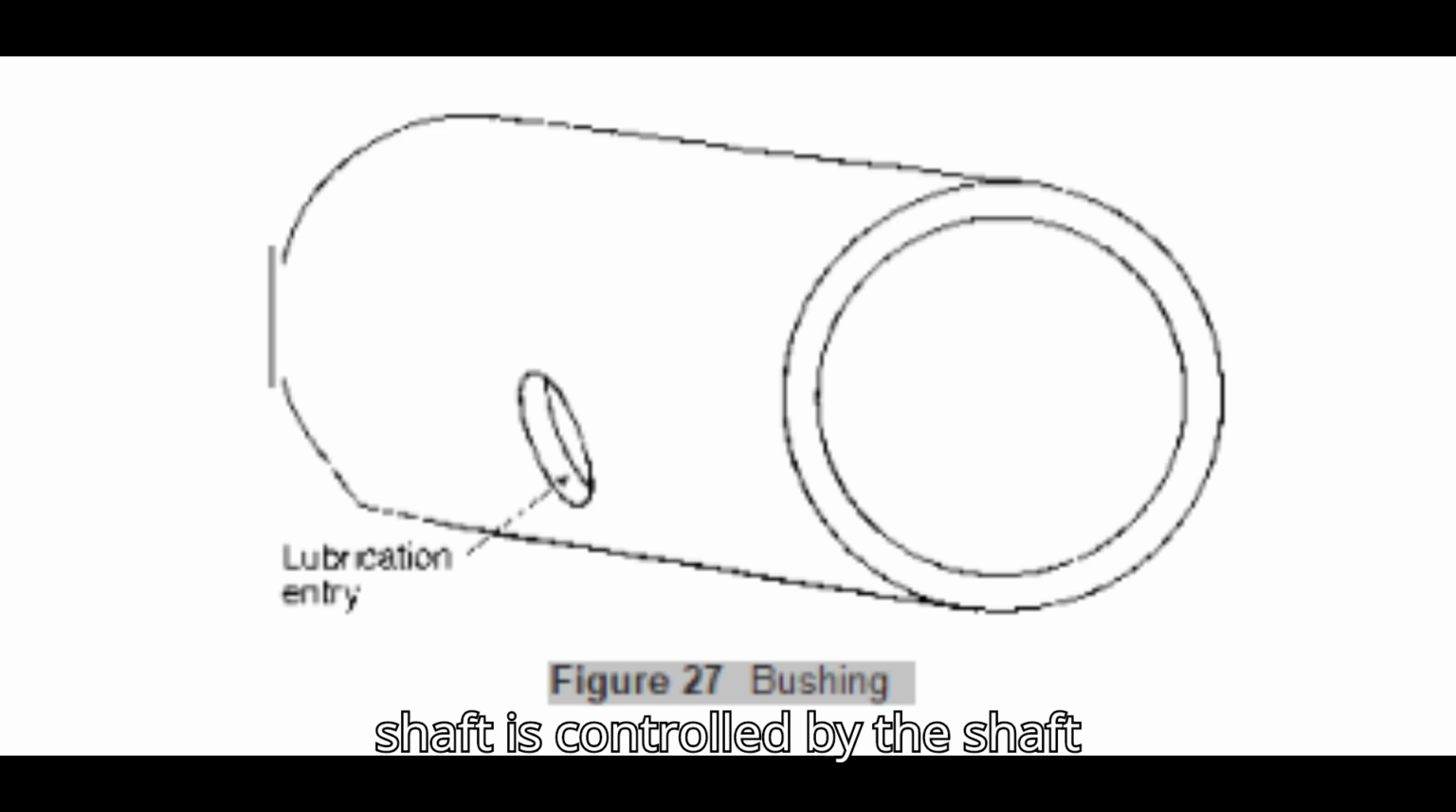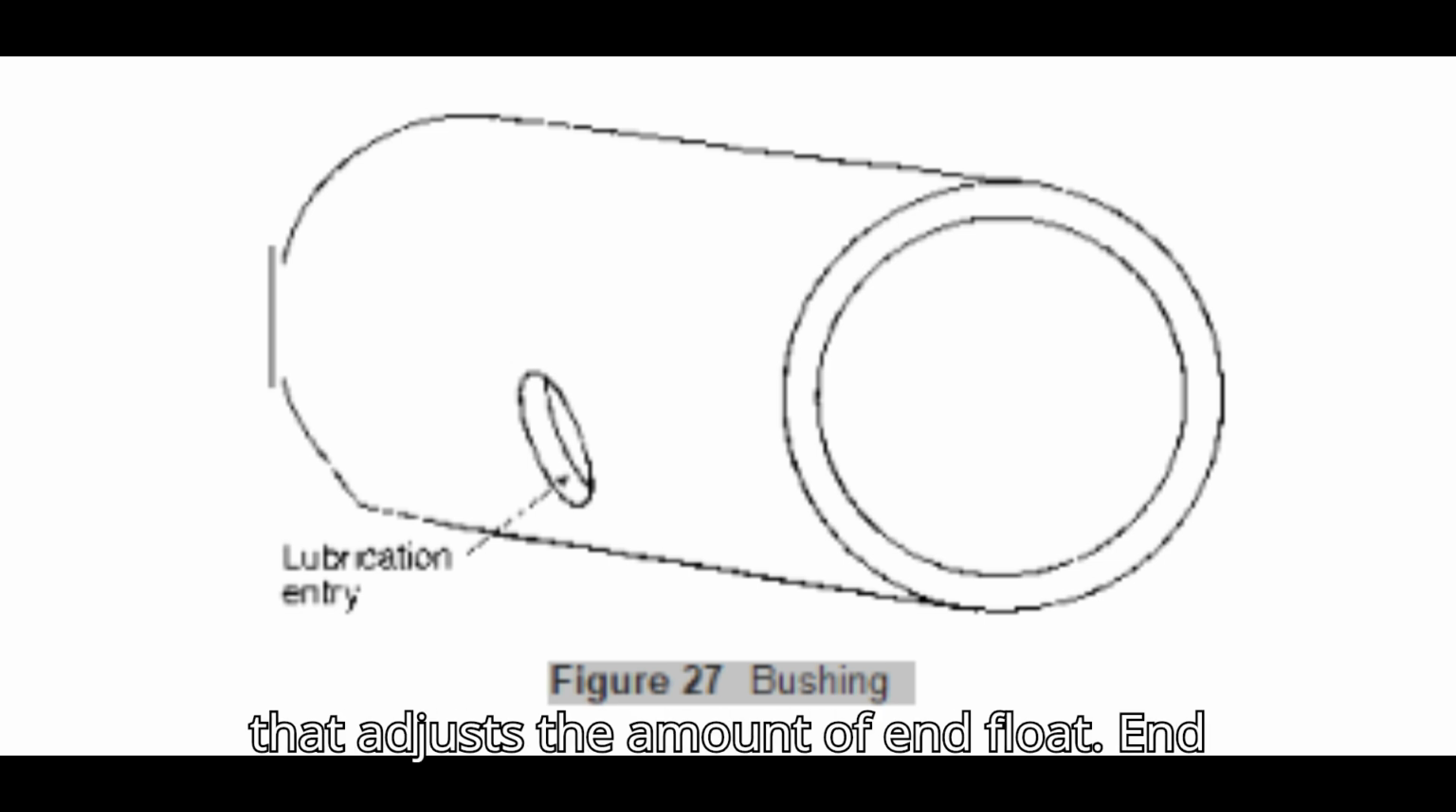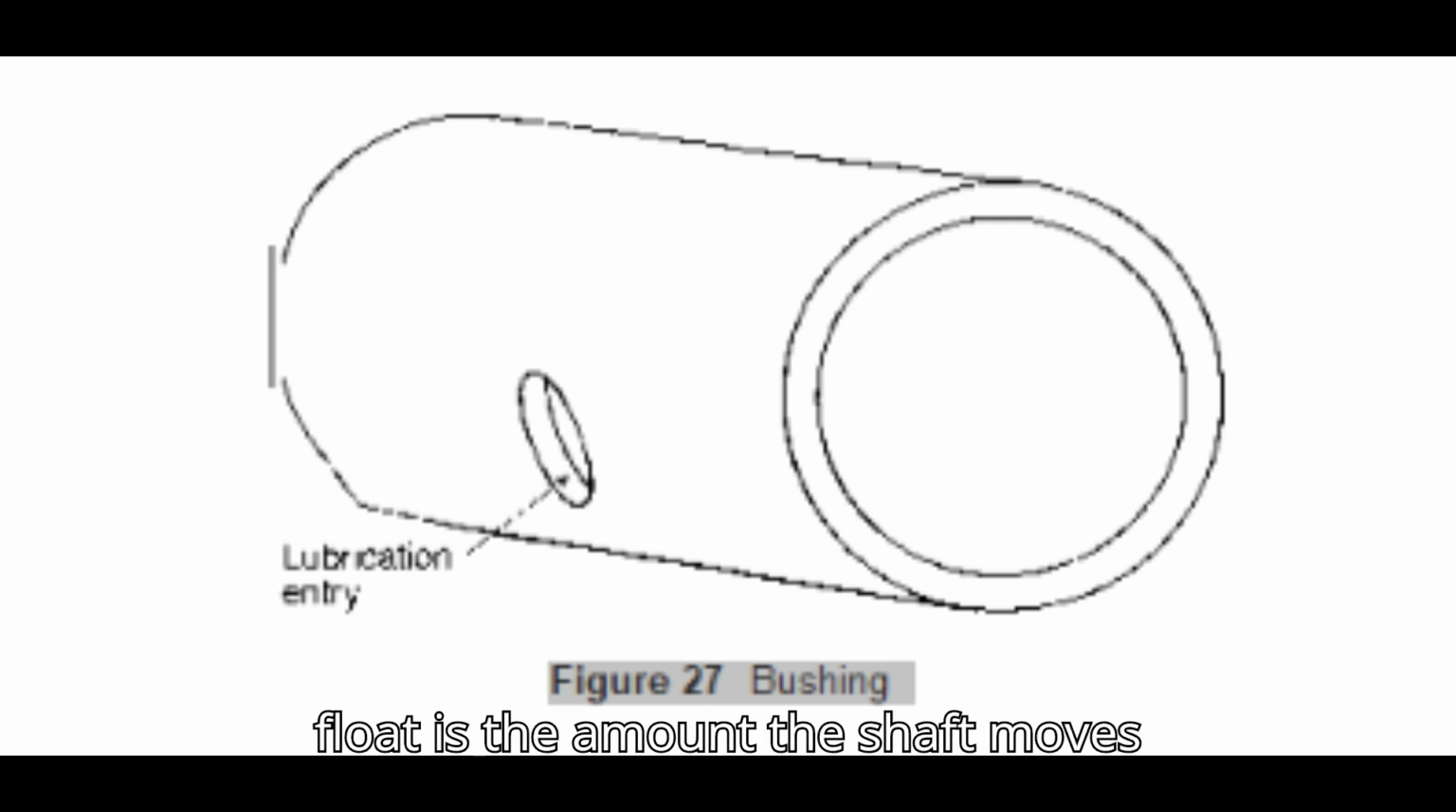Thrust of a shaft is controlled by the shaft shoulder, see Figure 29, and a collar that adjusts the amount of end float. End float is the amount the shaft moves axially in a bearing. It is also called end play, axial float, or axial displacement.